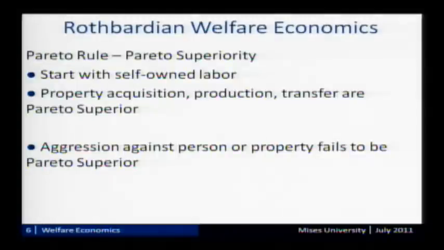Right? Every act on the unhampered market then is Pareto superior. It's just a dynamic process where step by step, social welfare is going up little by little, right? Every time people engage in these actions. Now, if we think about the state, every time the state intervenes, we've got aggression. We've got an act of aggression against a person or property. And an act of aggression then fails the Pareto rule. It doesn't pass the Pareto test, right?